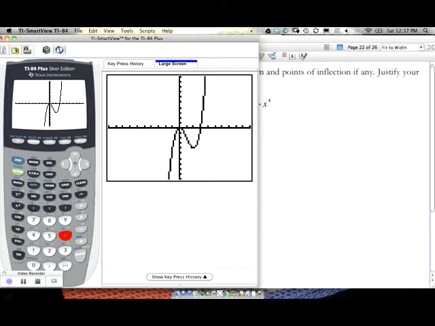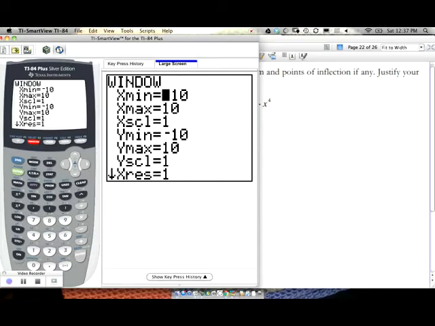Let's zoom in just a little bit. We can change our x values at least from, let's say, -4 to 4, -5 to 5 maybe. So -5 to 5. We could even change the y values the same, -5 to 5.